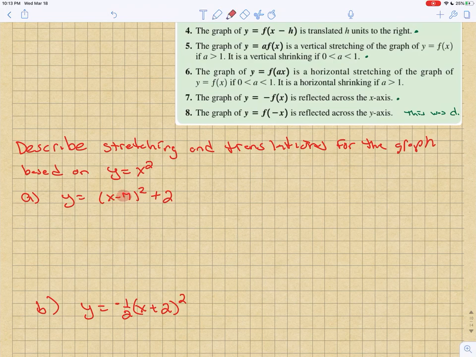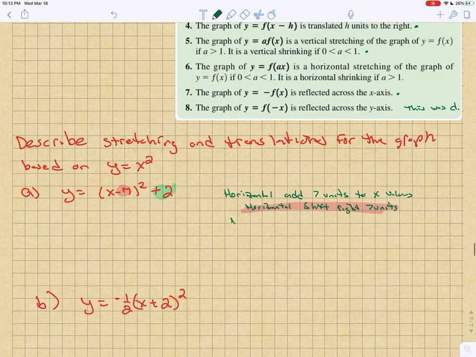So, order of operations says start inside. Minus 7, that's horizontal. Minus 7 means I'm adding 7 units to the x values, right? So it's a horizontal shift to the right, 7 units. That's my answer. We also have this plus 2.